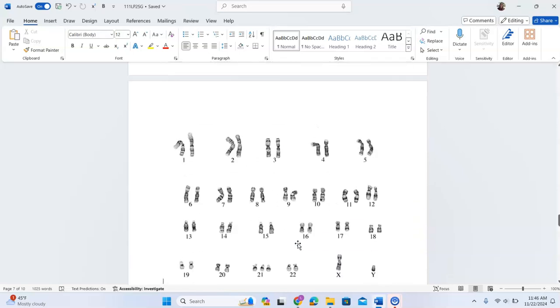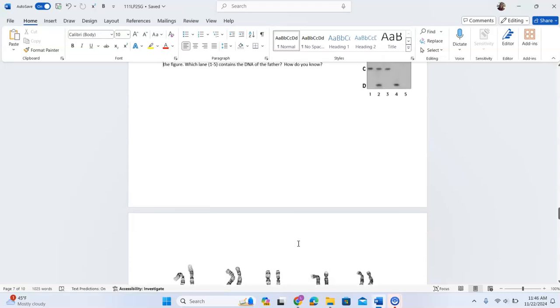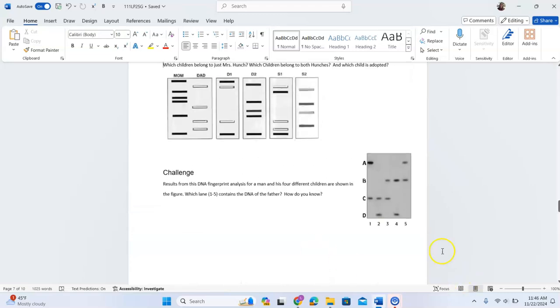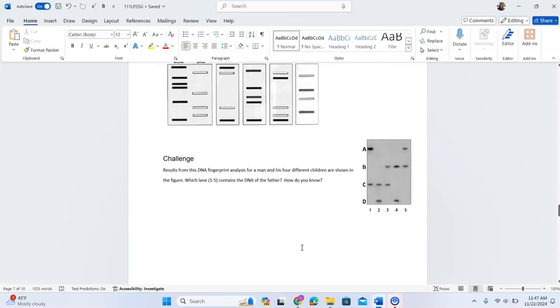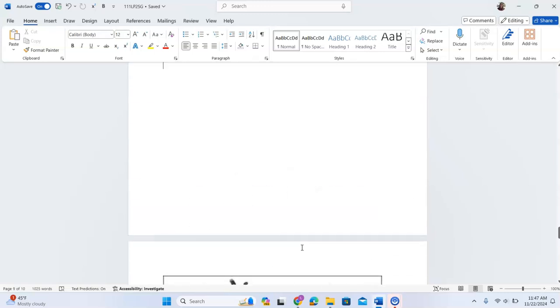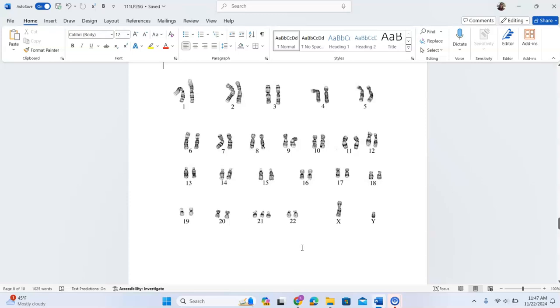In the challenge question, it's asking you to determine which lane represents the DNA fingerprint of the father, and the other 4 would be the father's children. So it's lane 3. Lane 3 represents the DNA fingerprint of the father. Then we have some karyotypes I'm just going to go over with you.